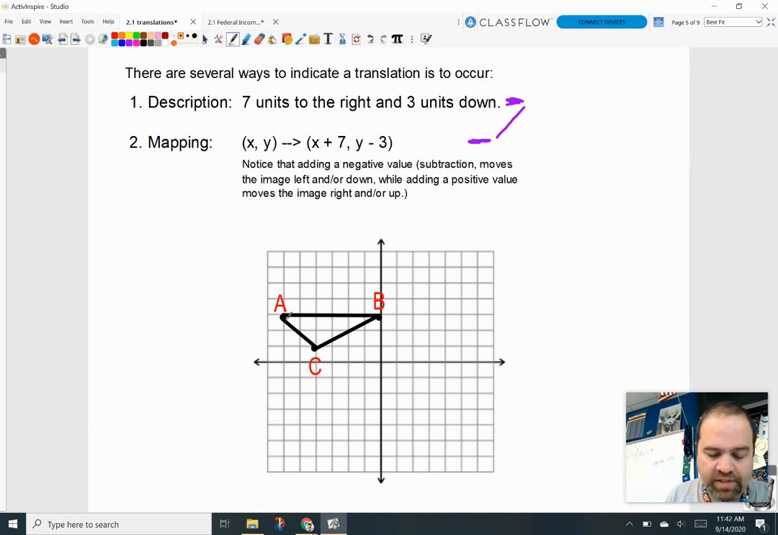So I'm going to take these points. I'm going to take A and I'm going to count 7 units to the right. 1, 2, 3, 4, 5, 6, 7, and 3 units down.